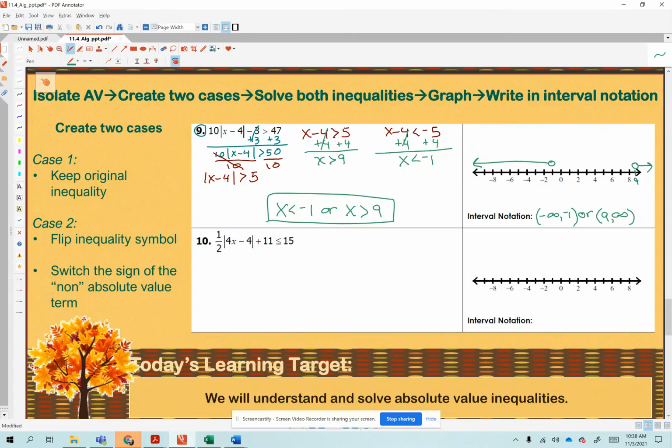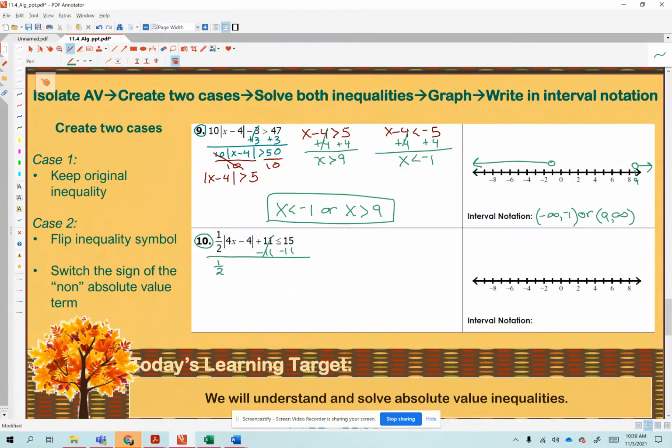So our last problem for the day, number 10, looks complicated. Slow and steady wins the race. Try it on your own and then come back to the video. Okay, first thing we want to do is subtract 11 from each side. We need to isolate absolute value here.